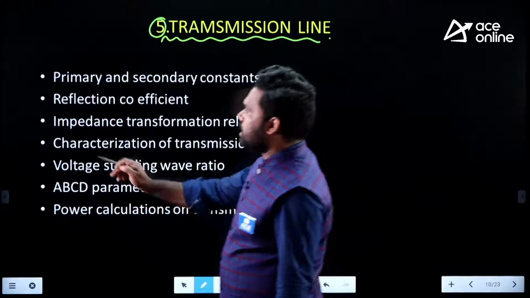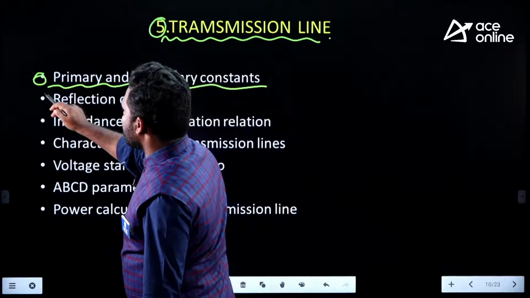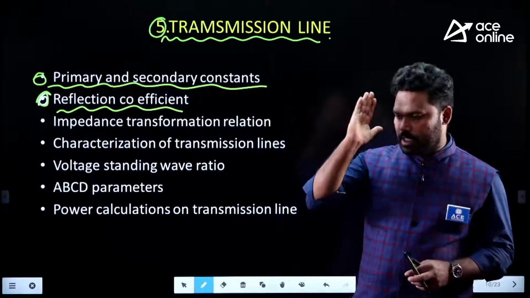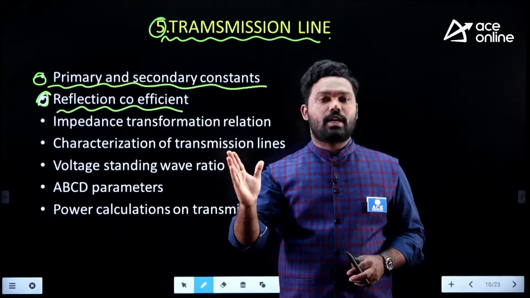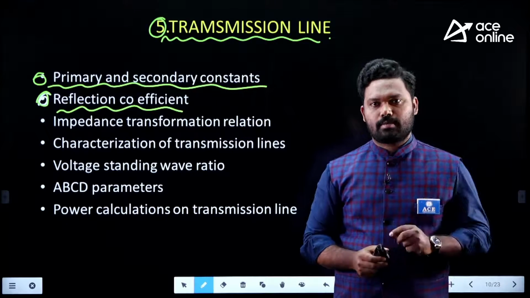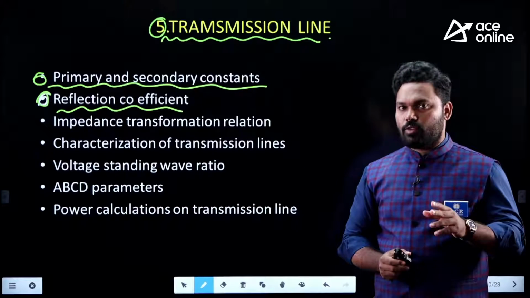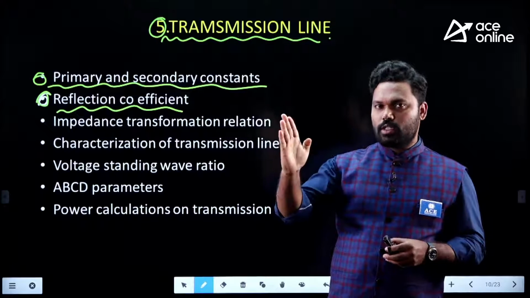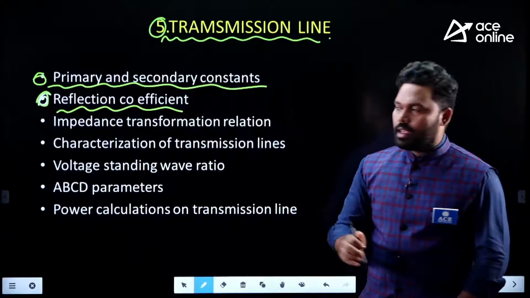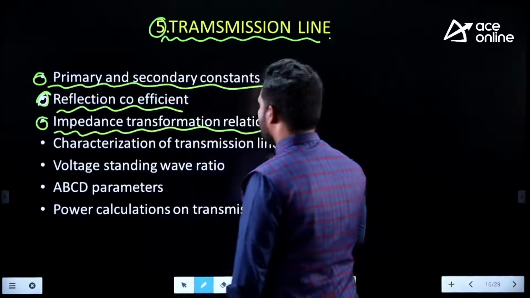Fine. So in transmission lines, you should focus on primary and secondary constants and the reflection coefficient. Here most of the students will remember the reflection coefficient at the load, but they'll forget the other formula. What is the reflection coefficient at any point on the transmission line? So 2 points you have to remember: the reflection coefficient at the load, as well as the reflection coefficient at any point on the transmission line. Clear? Yes. And impedance matching and impedance transformation relations.